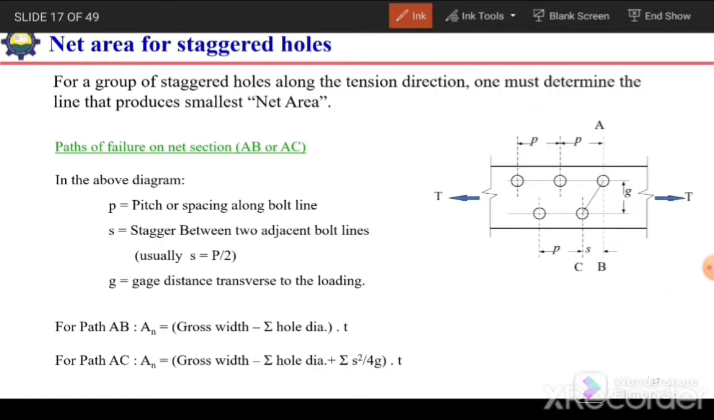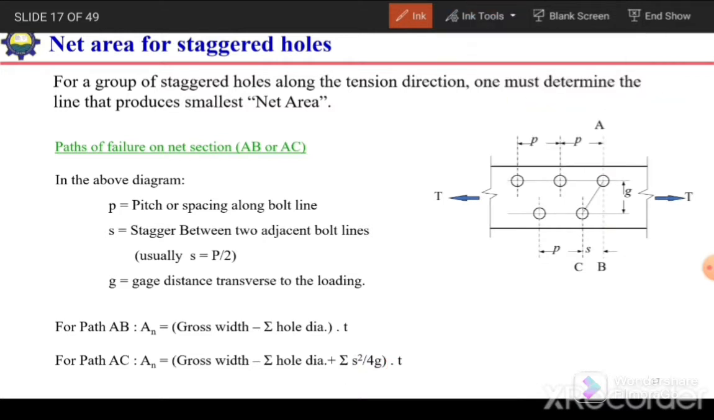Okay, to account for the stagger, we need to add this much, S square over 4G. But why do we need to add this? Because when the path is changed like this, the path will elongate. The path will be larger than this one. How much will be the difference between these two paths? That will be equal to S square over 4G. So this path will be larger, so we need to add this much S square over 4G.